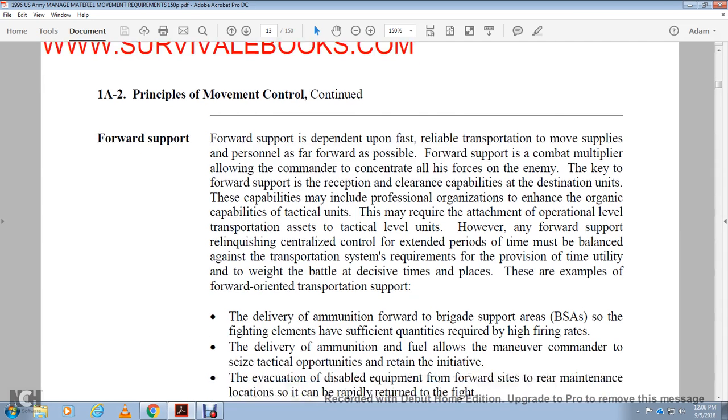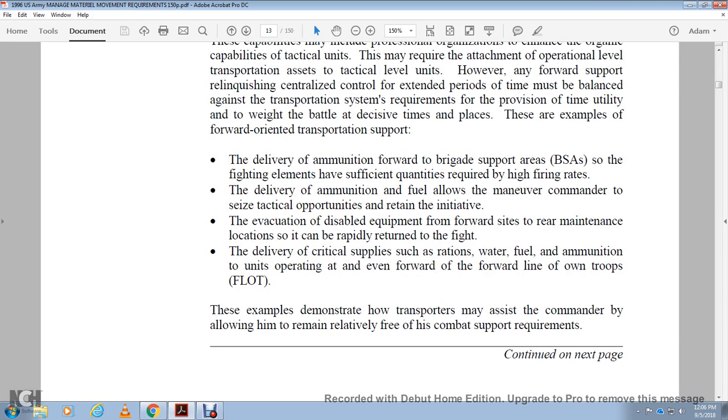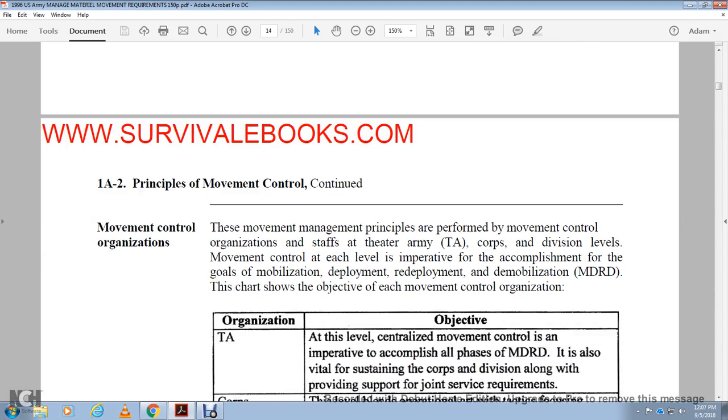Examples of forward-oriented transportation support are: deliver ammunition forward to the brigade support areas and into the fighting elements in the sufficient quantities required by high firing rates; deliver ammunition and fuel, which allows the maneuver commander to decide tactical operations and retain the initiative; evacuate disabled equipment from forward areas to the rear maintenance location so it can be rapidly returned to the fight; and deliver critical supplies such as rations, water, fuel, and ammunition to units in operation, even forward of the forward line of own troops. These examples demonstrate how transportation may assist the commander by allowing him to remain relatively free of combat support requirements.